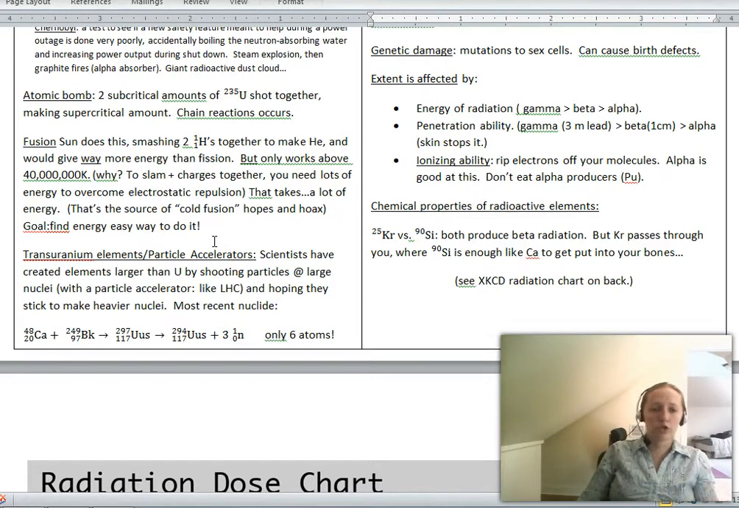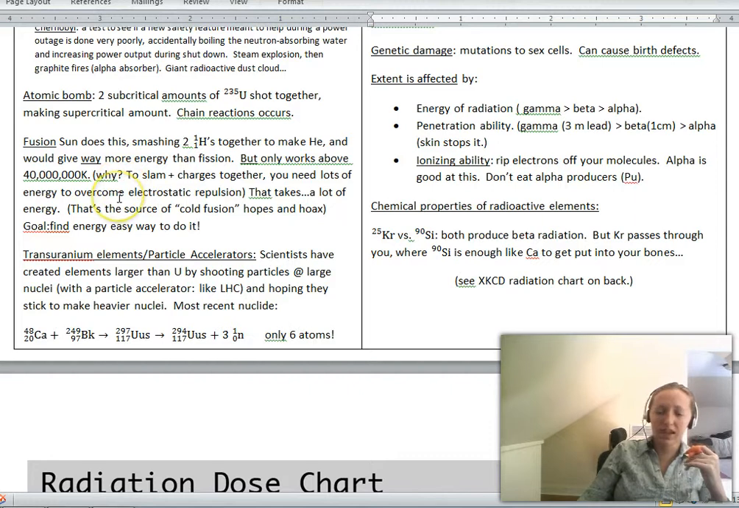However, fusion is kind of hard to do because it only works above 40 million Kelvin. That's really hot. Yes, it is very hot, starfish. Hey, you're a star. You're very warm. So 40 million Kelvin is really hot. And the reason that it has to be that hot is because to slam those positive charges together, you have to overcome the electrostatic repulsion. So you have to make them go really fast. So that takes a lot of energy.